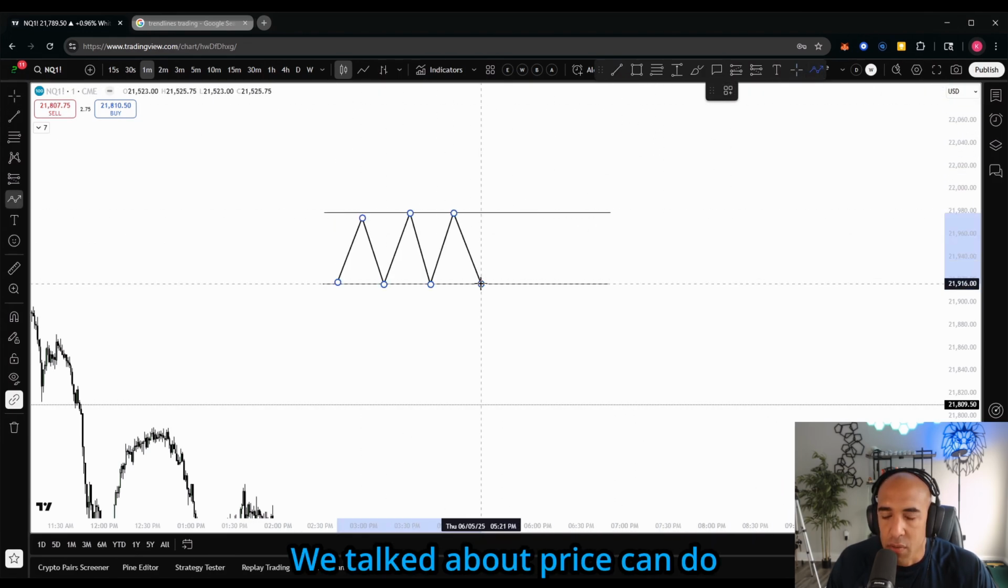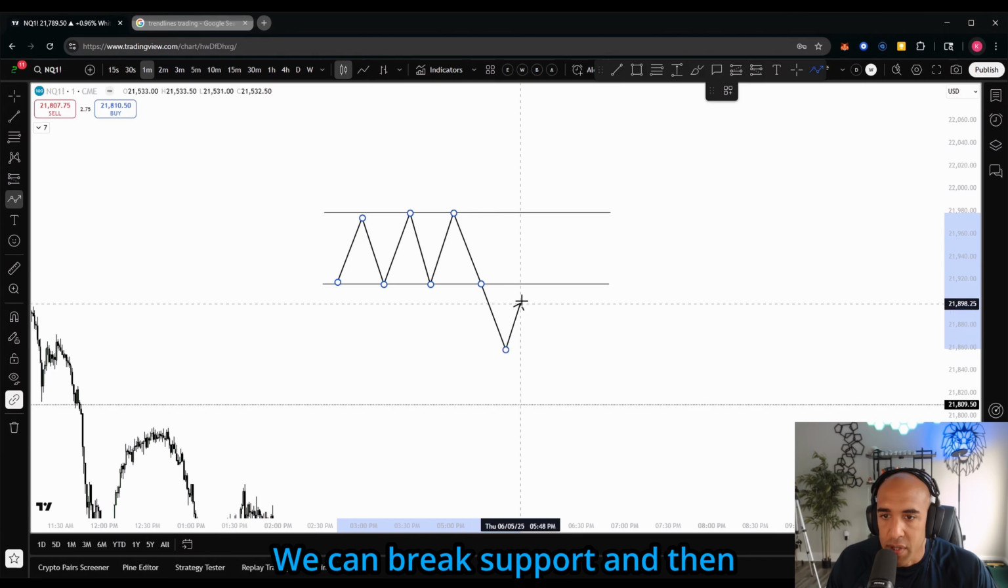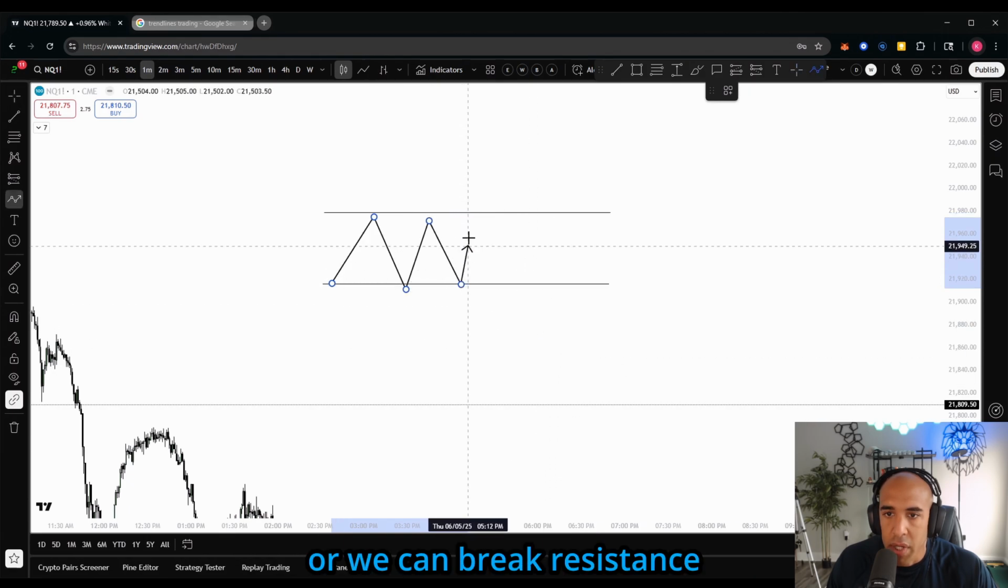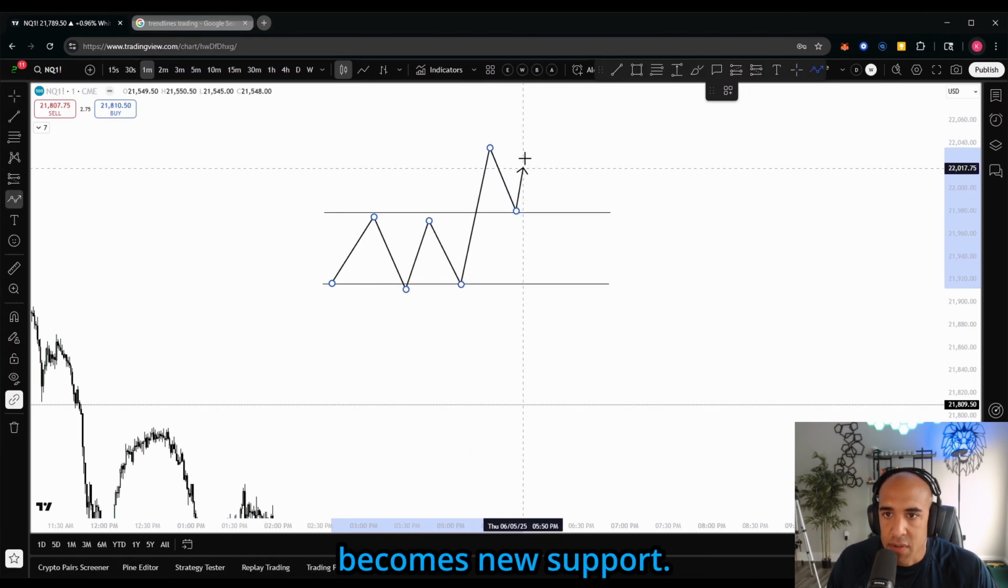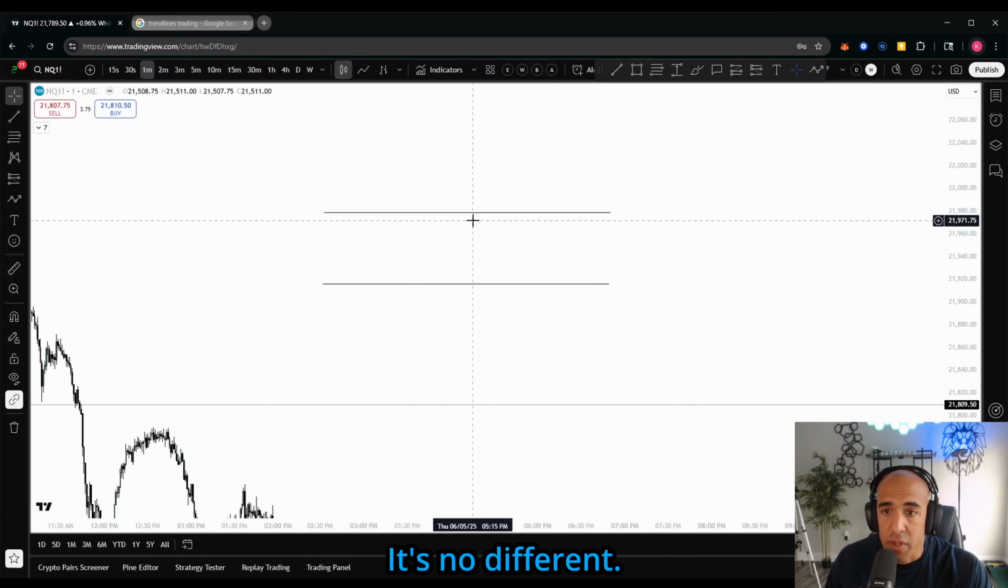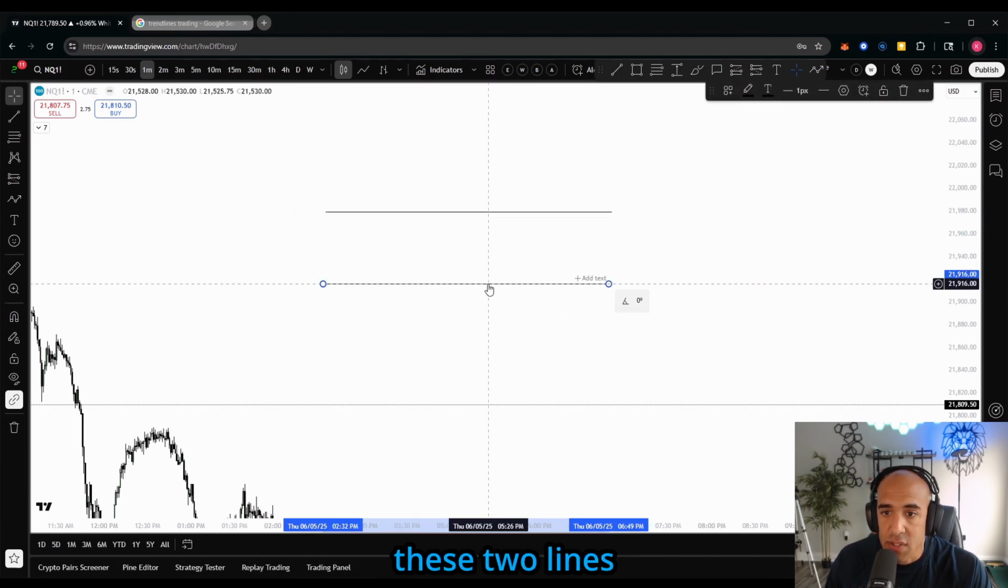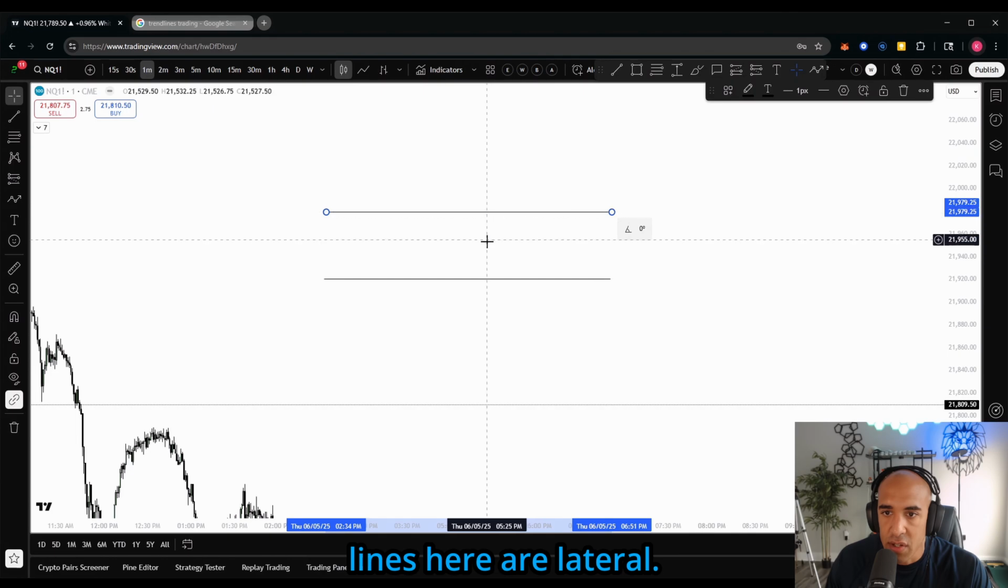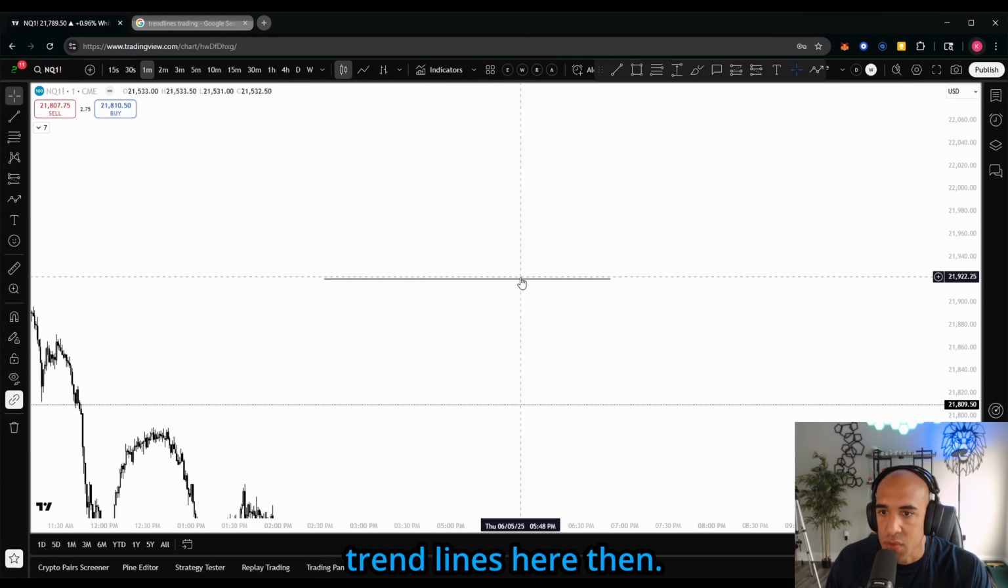We talked about price can do one of two things. We can break support and then it becomes new resistance, or we can break resistance and then it becomes new support. This theory is the same with trend lines. It's no different. The only difference with trend lines and these two lines is that these two lines here are lateral. Well, let's introduce some trend lines here then.